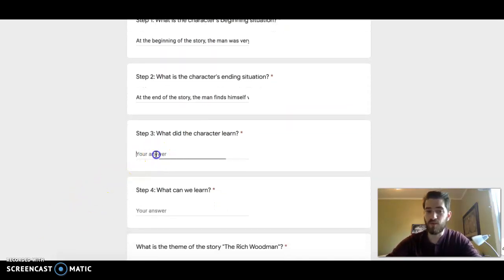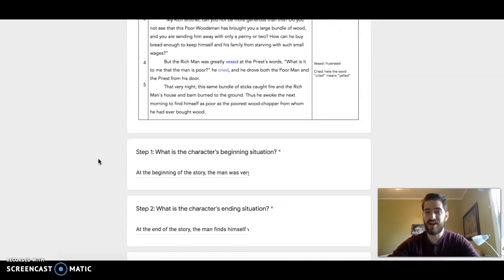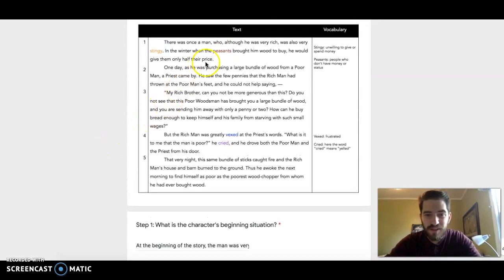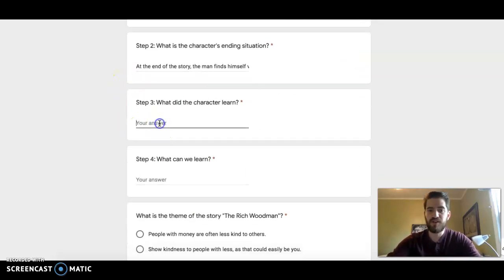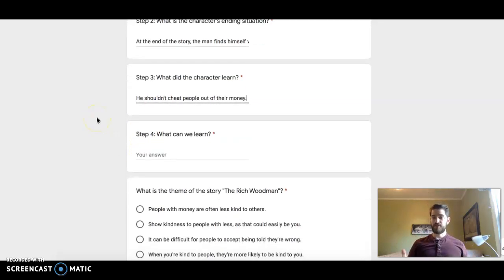Step 3, what did he learn? So we know that he started off rich, he ended up poor. What lesson did he learn? Well, something happened in the middle that makes me think, ooh, he did something wrong, because at the end he ended so poor and sad. So what did he do wrong? Well, if I look back in here, it says he was paying only half the price. He was cheating people out of their money. So what did the character learn? He shouldn't cheat people out of their money.